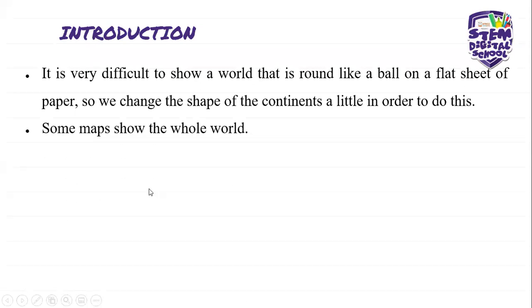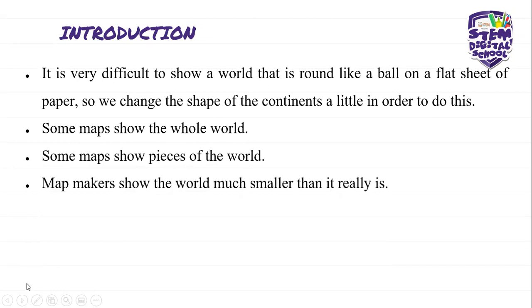Sorry, I got disturbed. Okay, so some maps show the whole world, just like the globe. The globe shows the whole world. There are other maps that don't show the whole world, such as the map of Africa. It only shows the countries that are in Africa. And then the map of South Africa, it only shows the provinces that are in South Africa. So those are the maps that show a piece of the world.